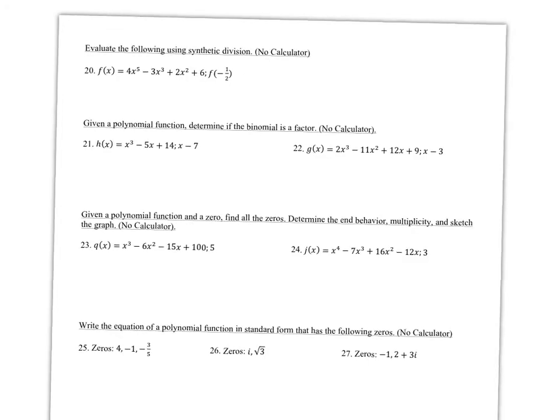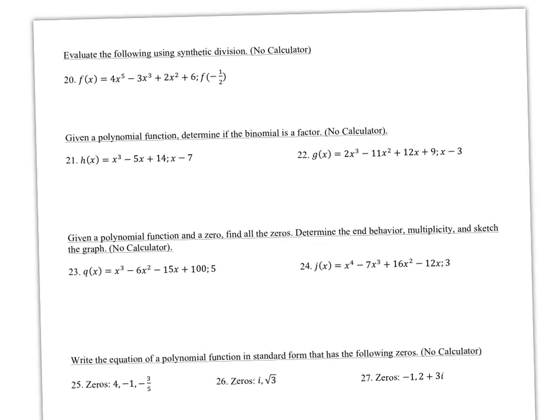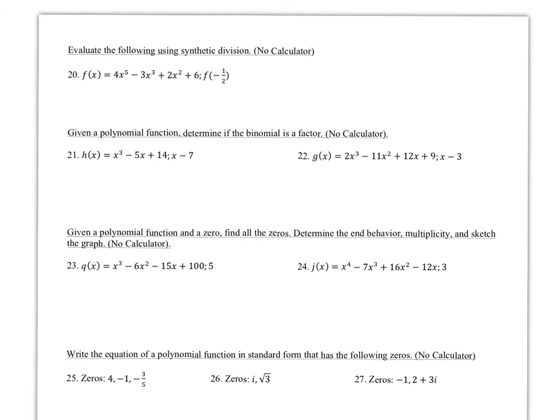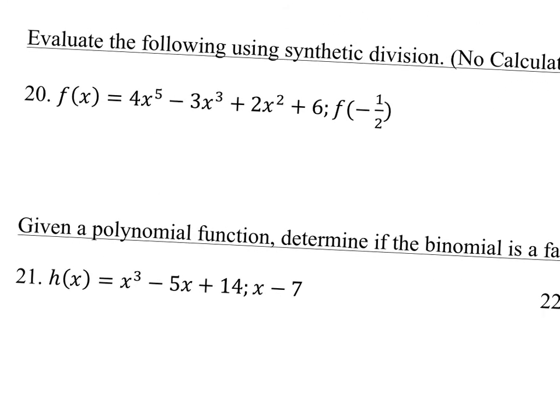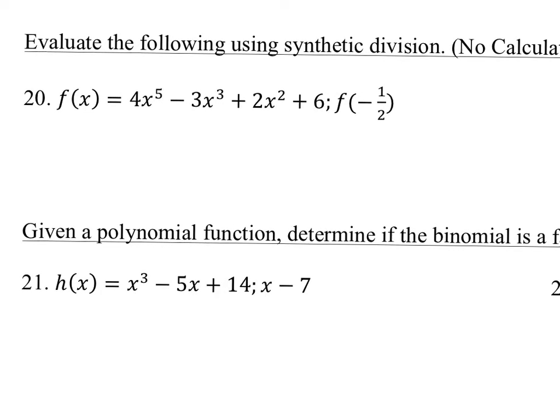So let's go ahead and do the next one. Evaluate the following using synthetic division. So I'm going to put -1/2. Let me zoom in a little bit more. Okay. So -1/2. Now all my leading coefficients. Degree of 5, degree of 4 gets 0, degree of 3, degree of 2, degree of 1 gets 0, and then 6. And bring down 4.